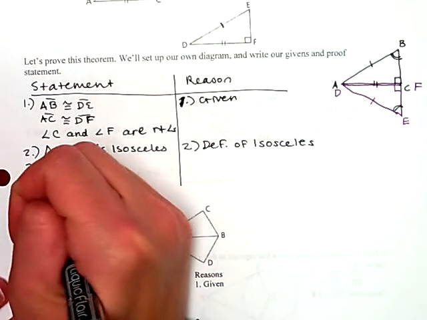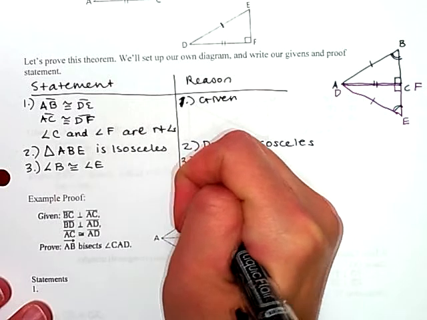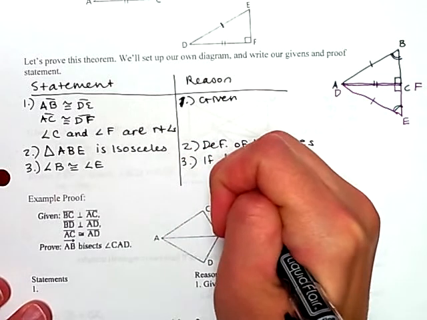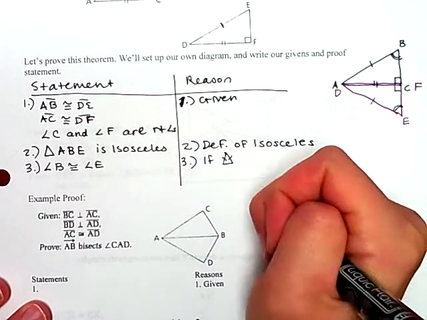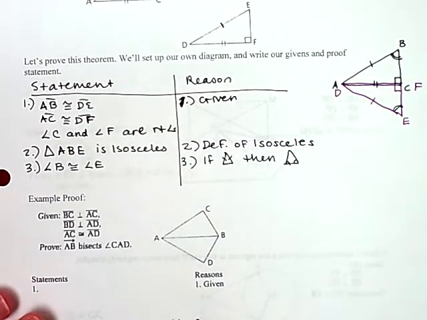So I'm going to say angle B is congruent to angle E. My reason is going to be the isosceles triangle theorem, or you can write, if you have two sides congruent, then you know that those two angles are congruent.